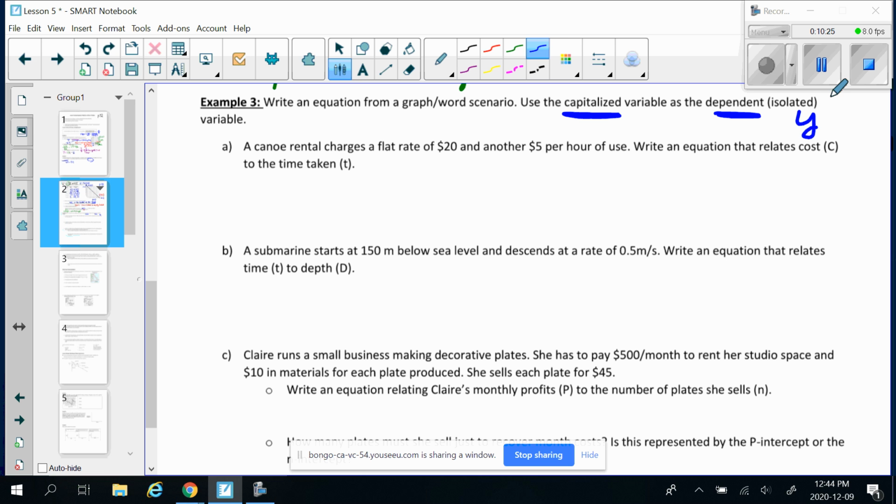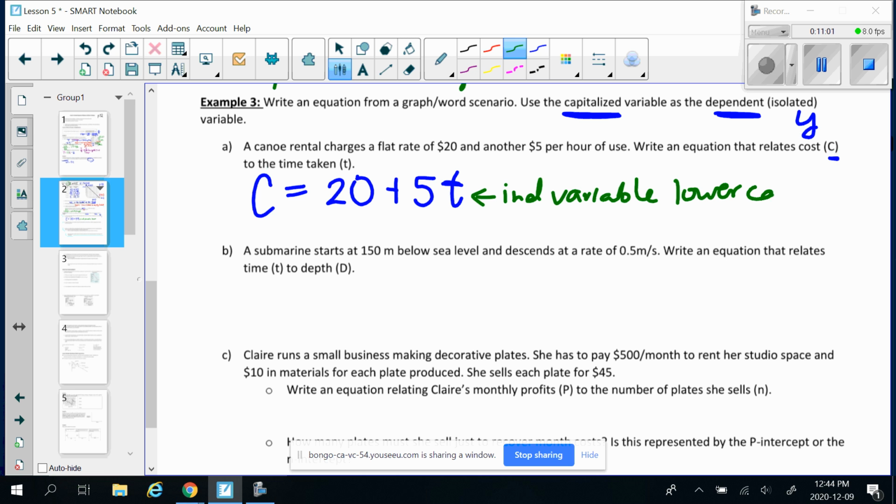Okay. So a canoe rental charges a flat rate of $20 and $5 per hour. Write an equation that relates cost to the time taken. Now this one's capitalized, so I'm going to make that one alone on this side. It is the dependent variable. And then you're going to put an equal sign and you're going to say the cost is going to be $20, but then you have to pay $5 per time taken. This is not new. Okay. The thing I want to point out here is that the independent variable is lowercase.